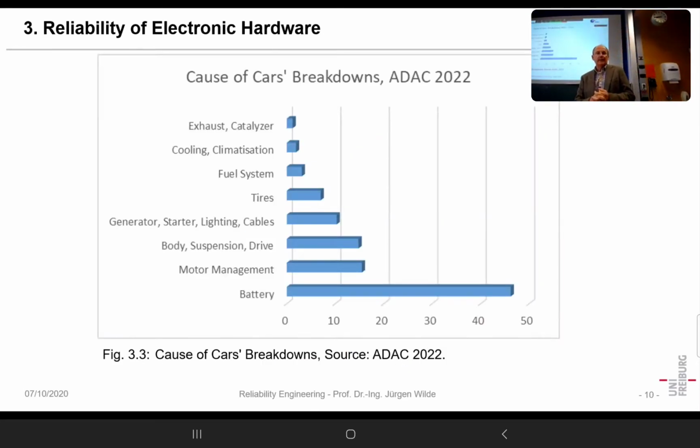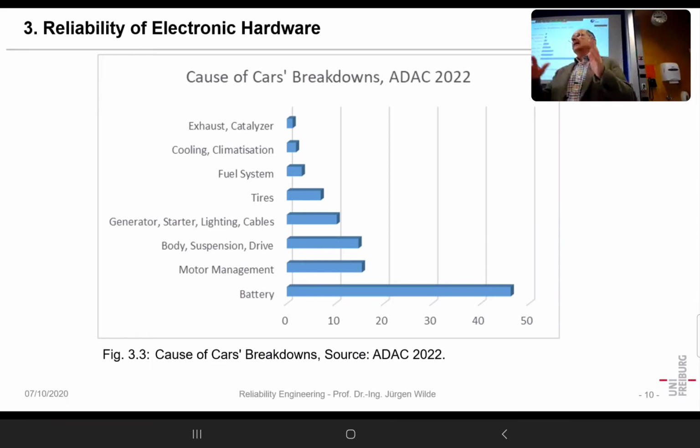Okay, now let's go to a car. I took some more data. It's not so easy to get to know what happens, but here it's the German Automobile Club published in 2022 some statistics of car breakdowns and the reasons for that. One of the most important reasons is the battery, empty battery. But it's not only the battery's fault.